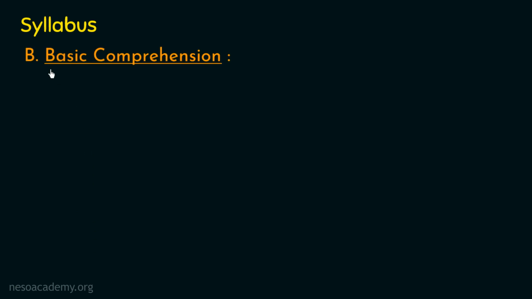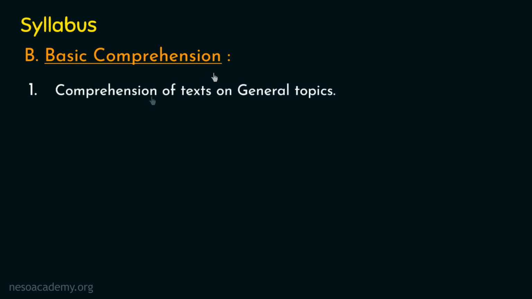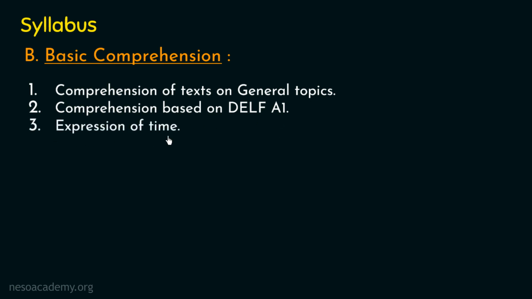So these are the tenses in French, and after discussing the tenses, we will move on to part B. Part B includes the basic comprehension. Basic comprehension includes comprehension of text on general topics. Then we have comprehension based on DELF A1. Then expression of time. So that's all in the basic comprehension.